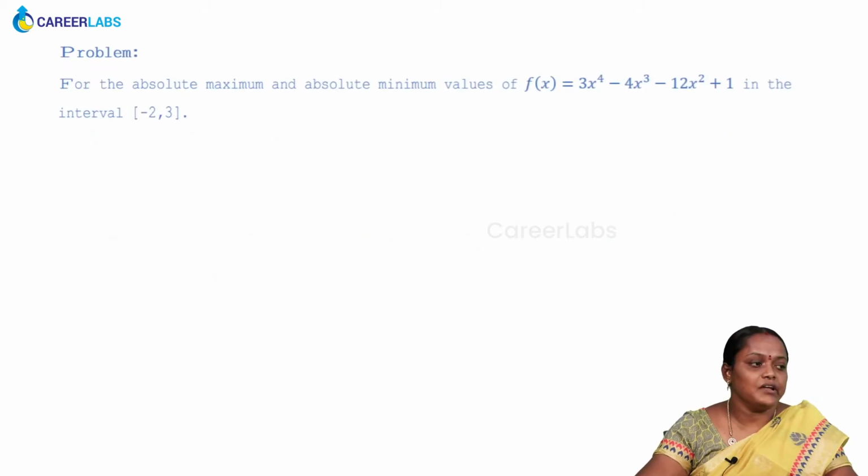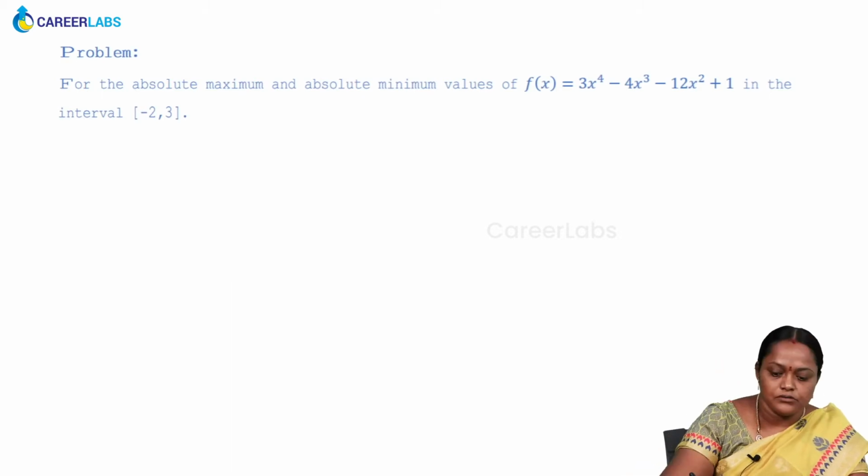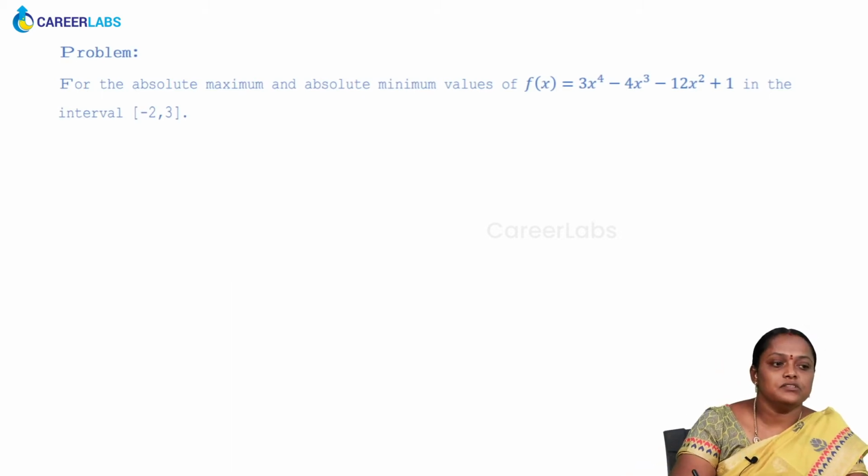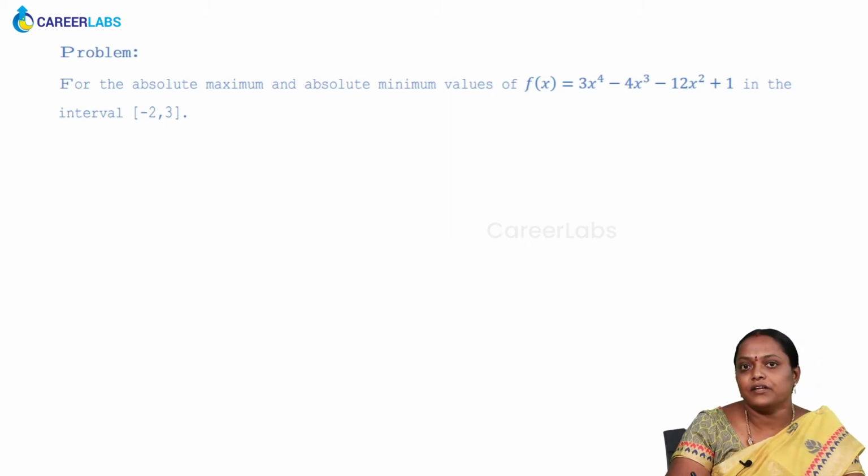See the problem. Find the absolute maximum and absolute minimum value for the function f of x equal to 3x power 4 minus 4x cube minus 12x square plus 1 in the closed interval minus 2 comma 3. Okay. So, if you want to solve all these things, basically we need to find the critical points. So, let us first find the critical points for this function.